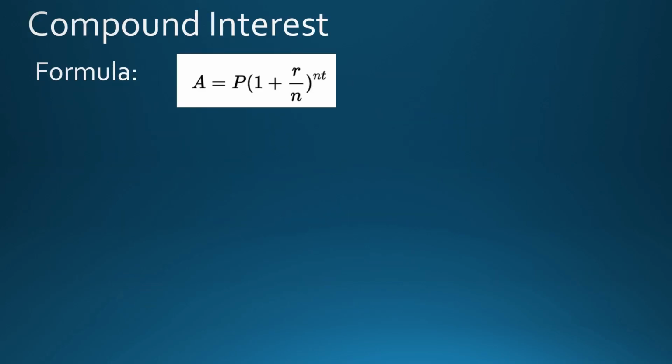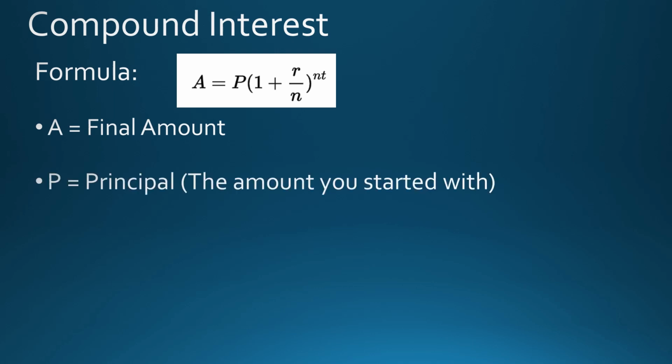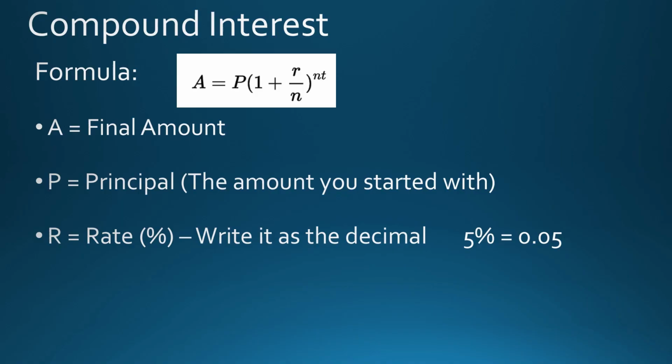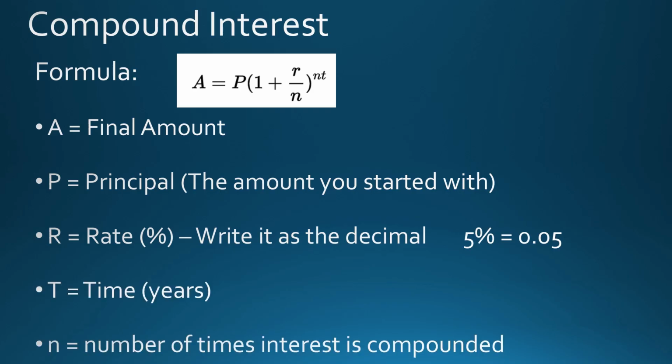Now we need to look at compound interest. We have a different formula for this one, and it looks a little complicated, but once we get used to it, it's not going to be so bad. This time we have an A, which is the final amount after all the interest has been added. Then we have the principal, the amount we start with, the rate, which is the percent, write it as the decimal again, T is the time in years, and N, this is a new one, the number of times the interest is compounded or added.